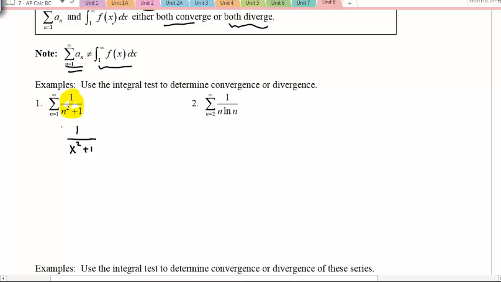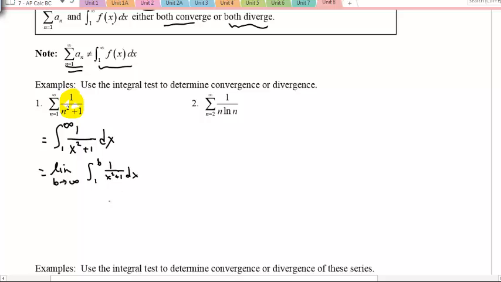Now, what I should be asking you then is to evaluate the integral from 1 to infinity of this function. If this integral converges, I know then the series converges. If this integral diverges, then I know that series diverges. Now notice that this is an improper integral, so I'm going to introduce my variable here for proper notation. Let's take the limit of, I'll use the letter b this time, the integral from 1 to b now of 1 over x squared plus 1.